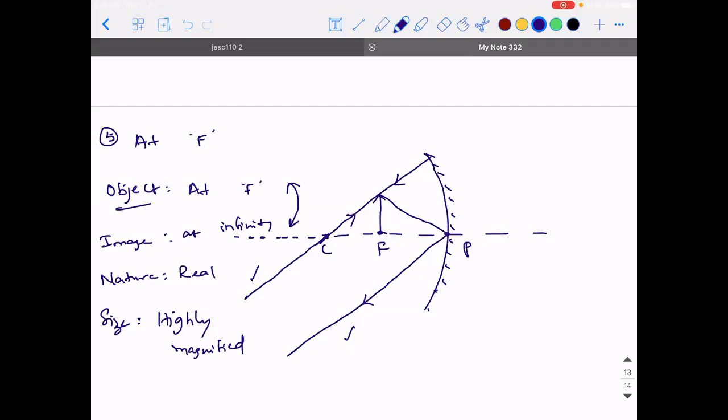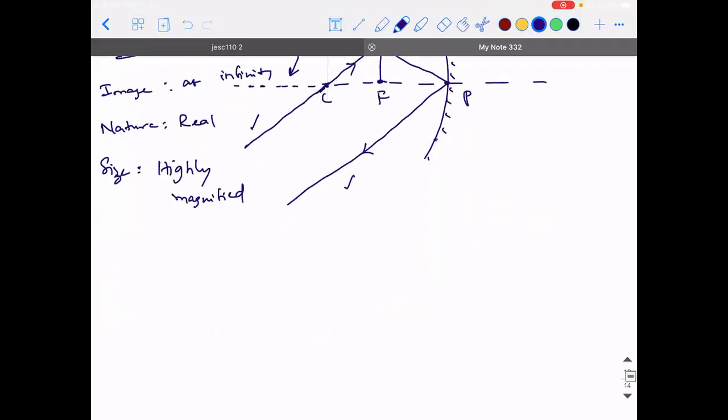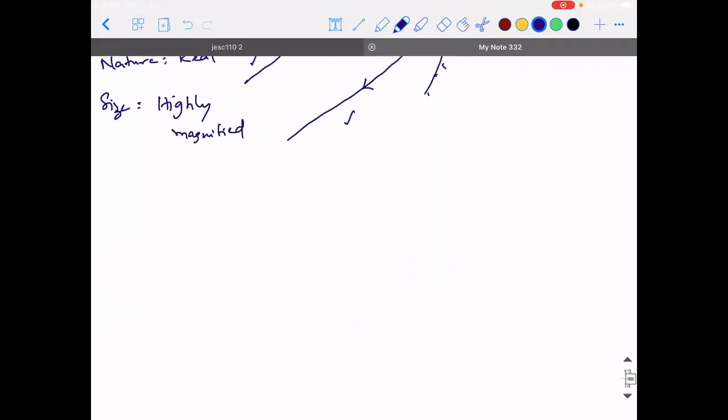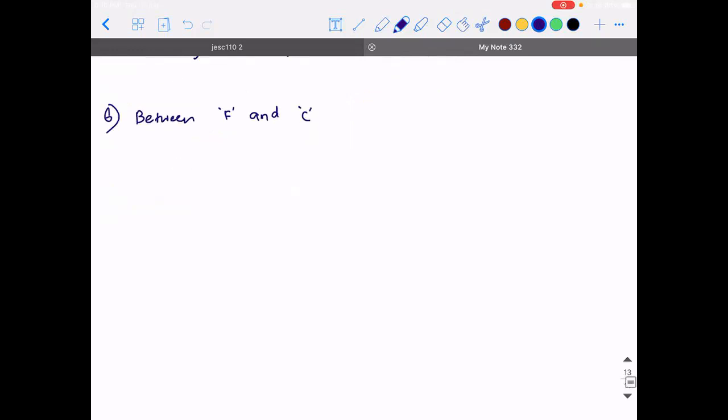Similarly, the third one is when it is placed at the center of curvature, it is obviously formed at the center of curvature. So that doesn't have any counterpart. So the sixth one is also an independent one. When it is placed between F and C, what will happen? That's what we need to check. Let's see.